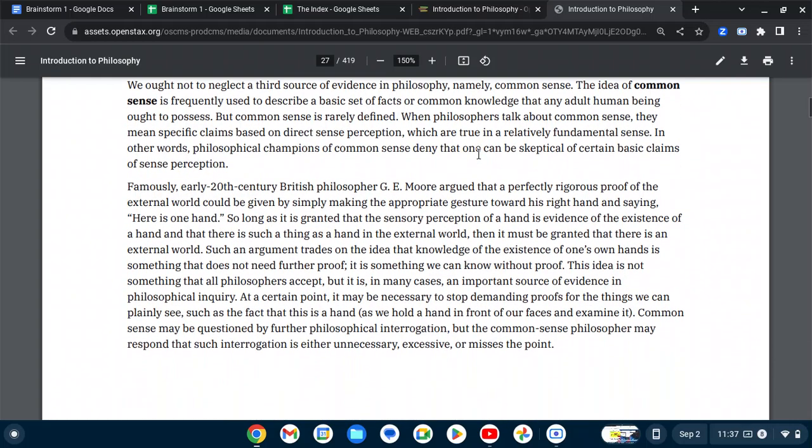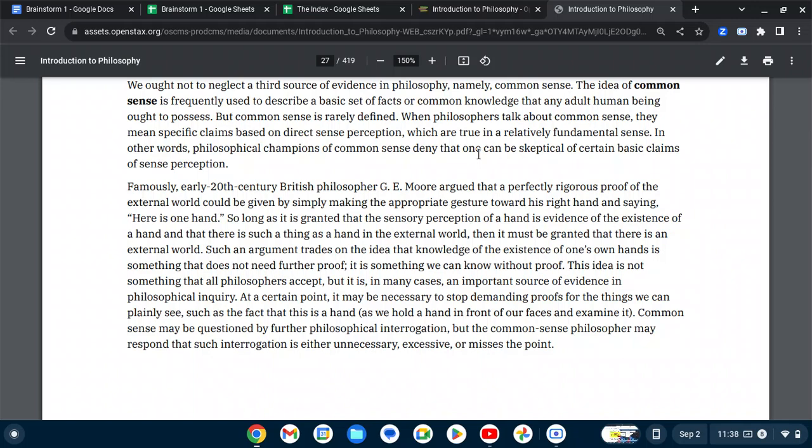Common sense. We ought not to neglect a third source of evidence in philosophy, namely common sense. The idea of common sense is frequently used to describe a basic set of facts or common knowledge that any adult human being ought to possess. But common sense is rarely defined. When philosophers talk about common sense, they mean specific claims based on direct sense perception, which are true in a relatively fundamental sense.